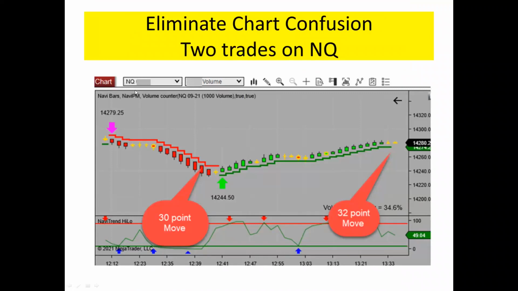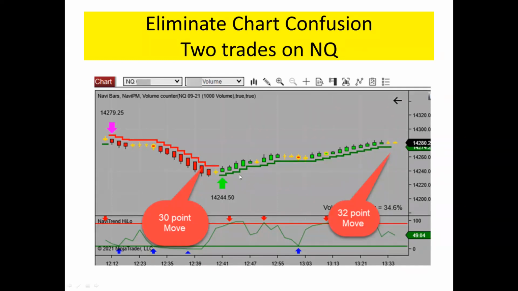All right, so a very important part of trading is knowing direction. You can see here's a NASDAQ volume chart where we had a sell signal, moved down for a 30-point move, had a buy signal, moved up for a 32-point move. All right, so part of the crucial area of trading is letting your winners run. You can see that you need a tool to help you do that.